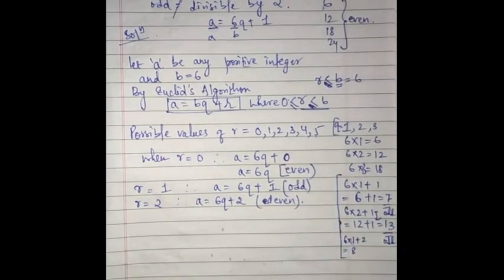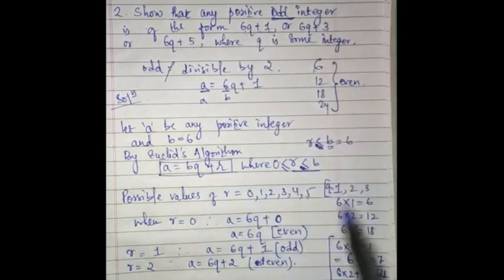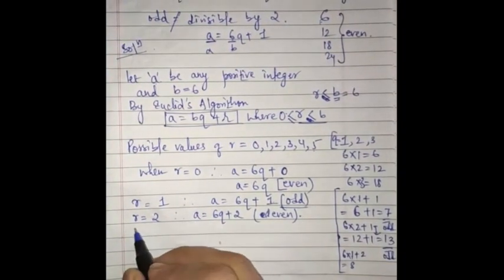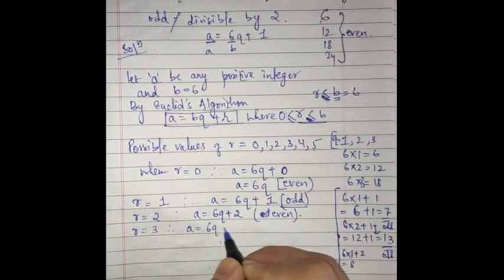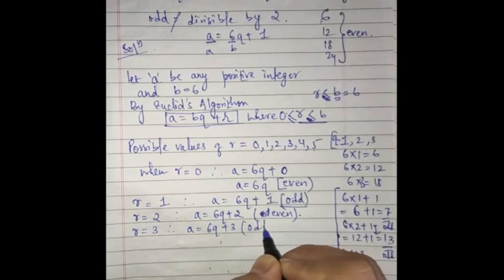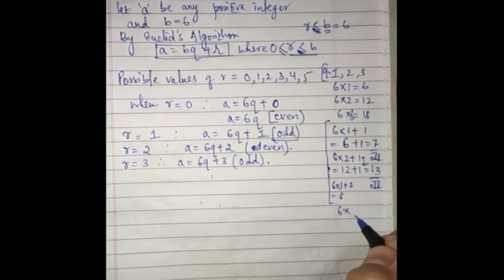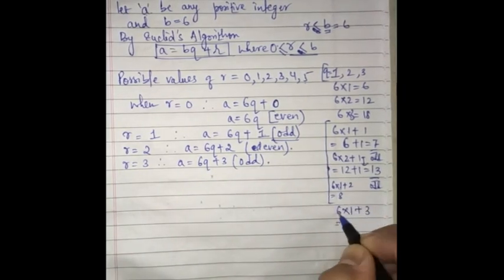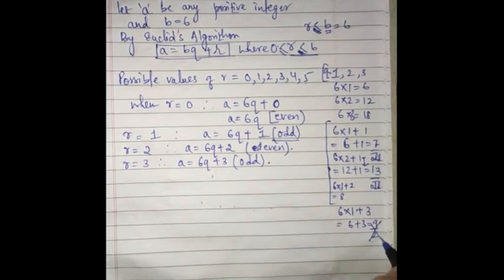Alright. So we have to prove for 6q plus 1. We have got this. Now we have to get for 6q plus 3. So r is equal to 3. Therefore a is equal to 6q plus 3. This is our odd. You can try. How? Just see, 6 if in place of q you have 1, 6 ones is 6, plus 3 is equal to 9. It is not divisible by 2, is it?